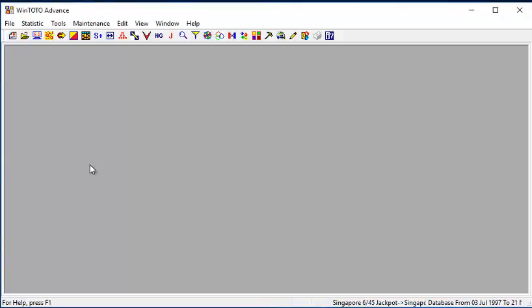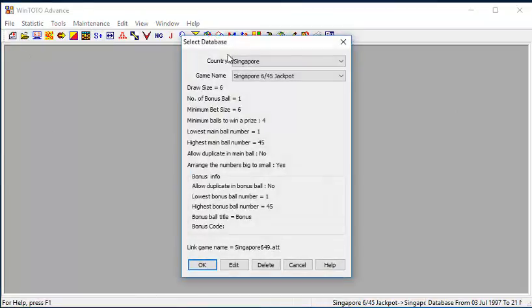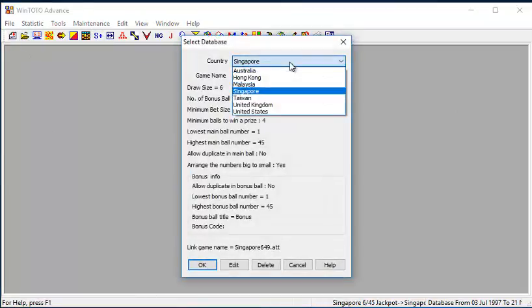Okay, in the statistics itself, alright, you can see that WinToto Advance itself has got these statistics available for your use. We have got Australia data, Hong Kong, Malaysia, Singapore, Taiwan. Alright, we got United Kingdom and United States data available for your use.